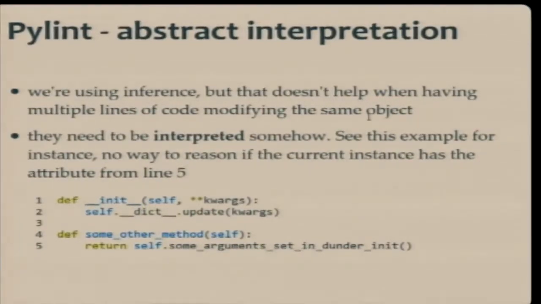I'll go really fast from now on, because I don't have much time left. Basically, abstract interpretation will help Pylint for this kind of code. In this particular example, the dunder dict is updated with a dictionary of, I don't know what kind of arguments will be passed. And at line 5, we will call some argument set in dunder init, or whatever other attribute, and that attribute might not exist. What happens right now is that Pylint says, hey, you don't have that attribute, but we're actually having that attribute, because we just inserted it at line 2. So that's what abstract interpretation is going to fix, because it will interpret every logical line in your code, and it will know at the end what side effects each line had.